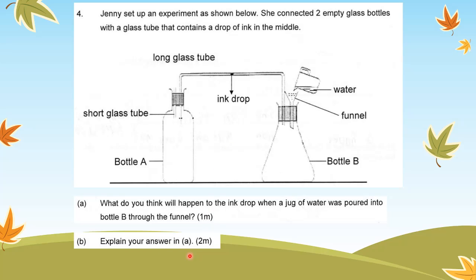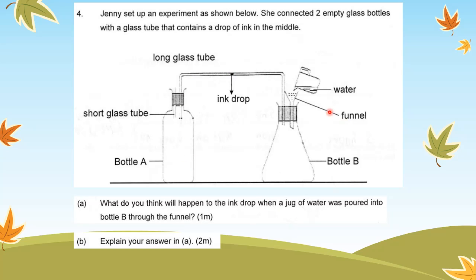Explain your answer in A is exactly like what I said just now, but let's put it in a more exam-friendly manner. Okay, air occupies the space in bottle B, full stop. As water rushes in to take up the space in bottle B, comma, air is being pushed out of the long glass tube, full stop, it pushes the ink drop towards bottle A.